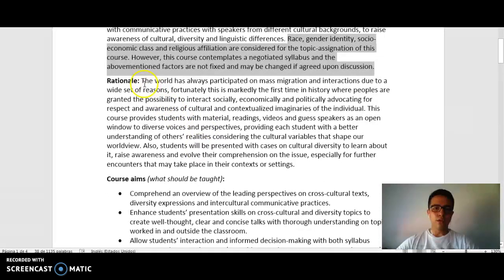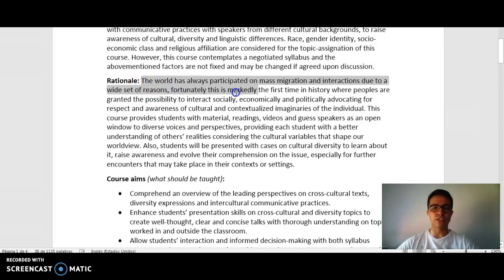Then, the world has always participated in mass migration and interactions due to a wide set of reasons. Fortunately, this is markedly the first time in history where people are granted the possibility to interact socially, economically, and politically, advocating for respect and awareness of cultures and the contextualized imaginaries of the individual. This is something very important I would like to highlight: it is the first time in history where people get to stand in any setting or context, and we actually have the right to call for respect of people's beliefs and diversity of meaning.